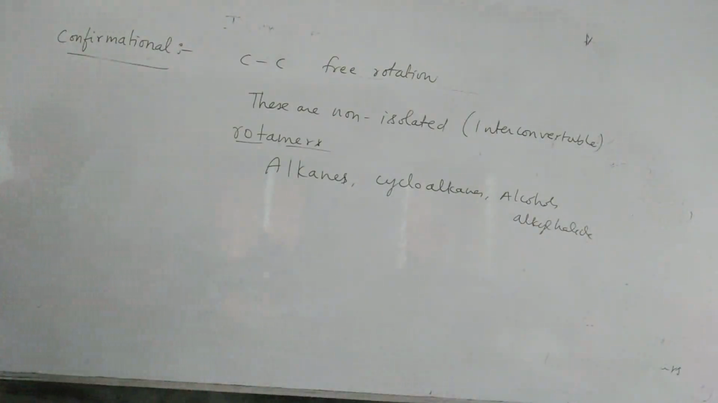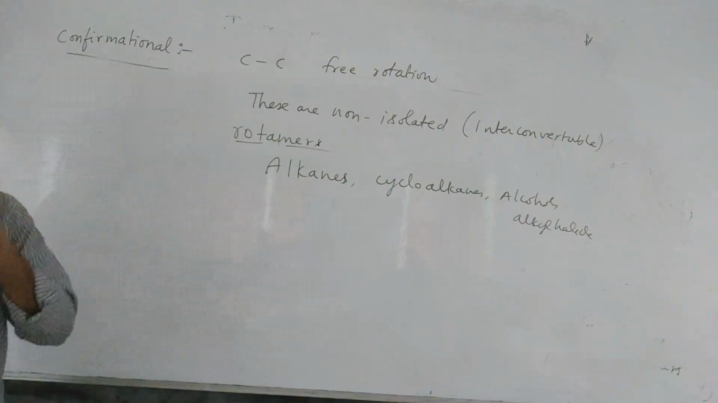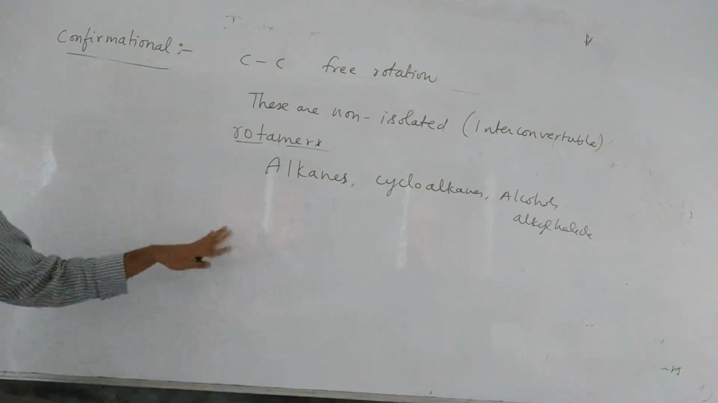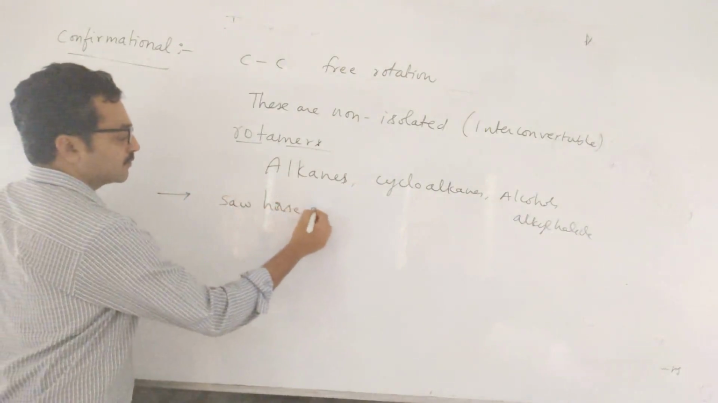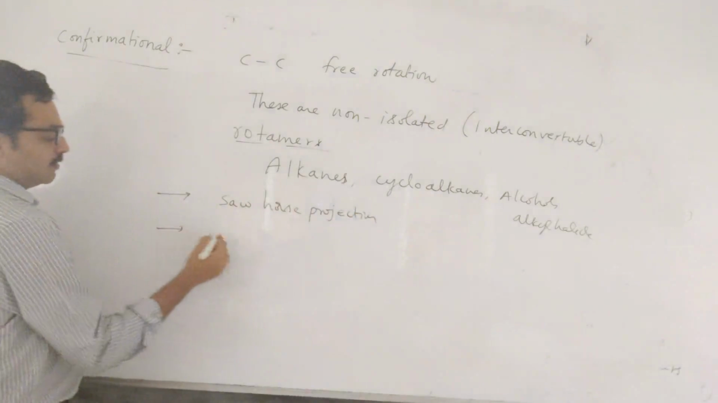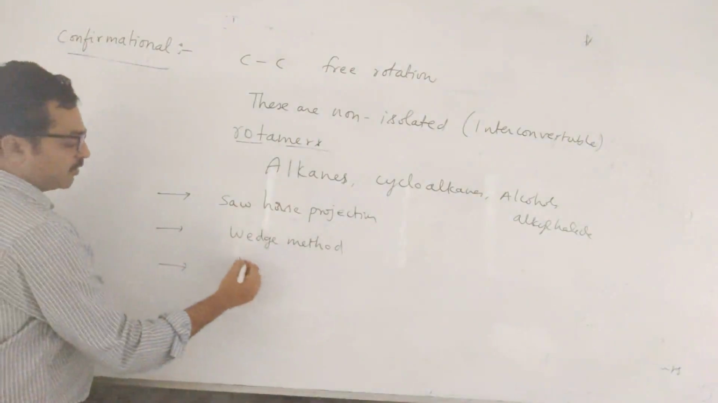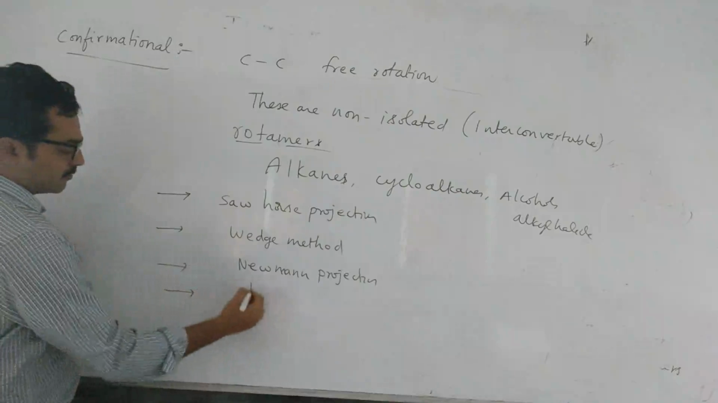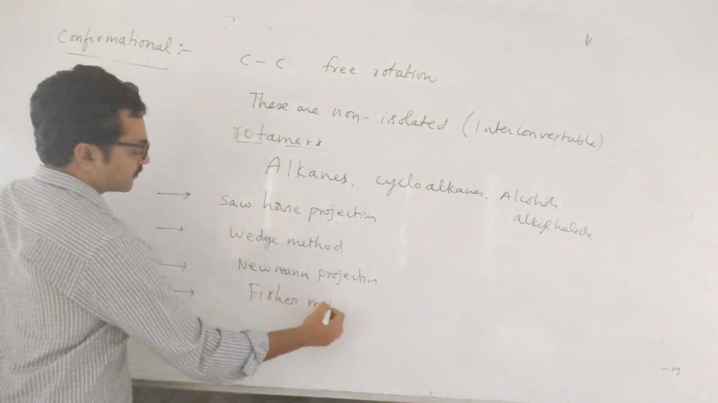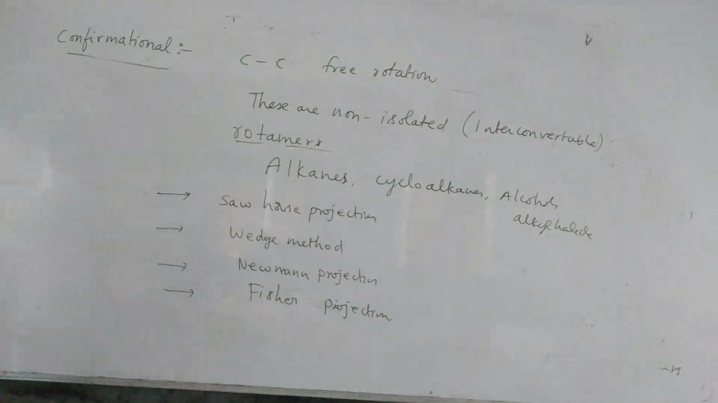Now, here we should know some basics about this. A three-dimensional picture can be written in two-dimensional form in 4 ways. What are those? First way is Sawhorse projection. Next one, wedge method. Next one, Newman projection. And next one, Fischer projection. So a 3D picture can be written in 2D in these 4 forms.